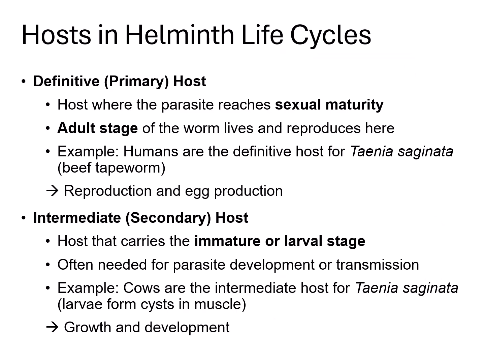Let's define two important terms we've seen in some of the previous slides: intermediate host and definitive host. The definitive host, sometimes called the primary host, is where the parasite reaches sexual maturity. So this is where the adult worm lives and reproduces. For example, in the beef tapeworm, the Taenia saginata, humans are the definitive host because the adult tapeworm lives in the human intestine and produces eggs there.